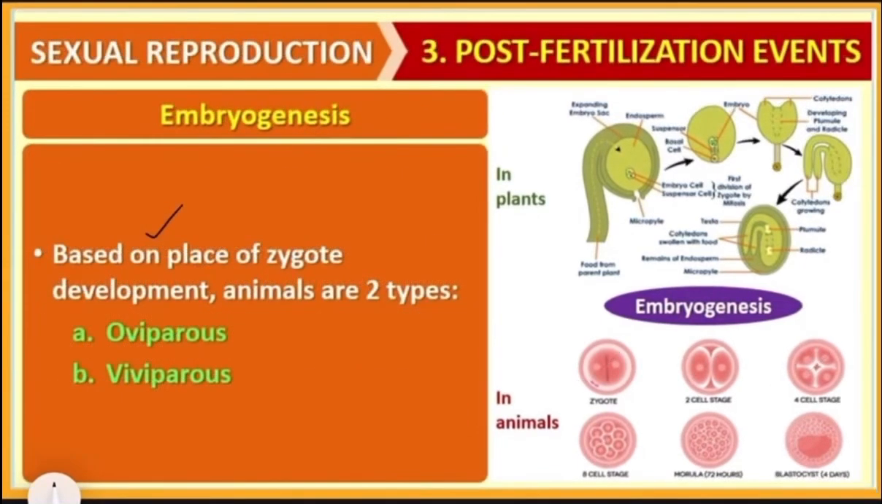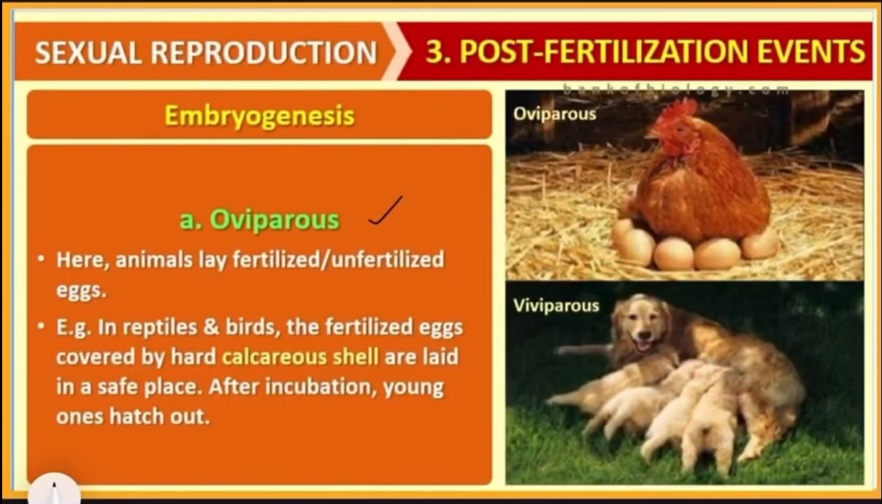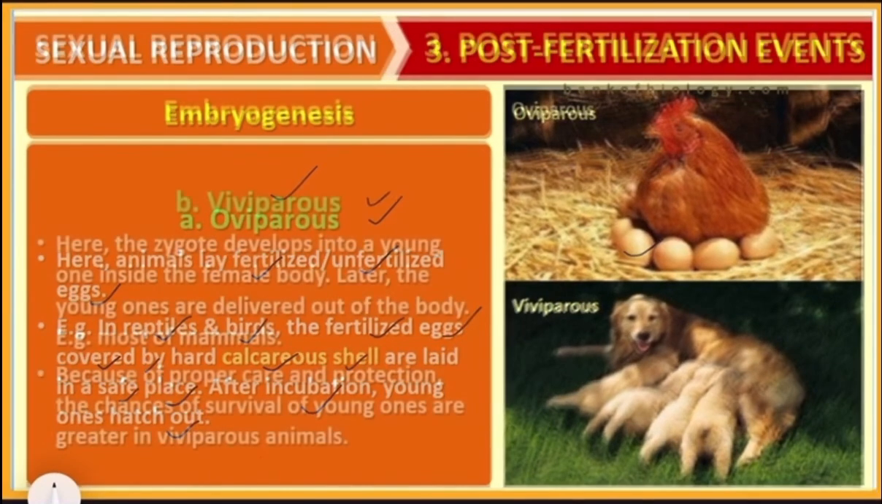Based on the place of zygote development, animals are of two types, oviparous and viviparous. Oviparous animals. Here, animals lay fertilized or unfertilized eggs, means they are egg-laying animals. Egg-laying animals are called oviparous. For example, in reptiles and birds, the fertilized eggs covered by a hard calcareous shell are laid in a safe place. And after incubation, young ones hatch out from these eggs.